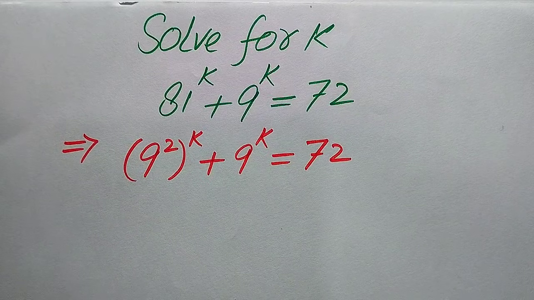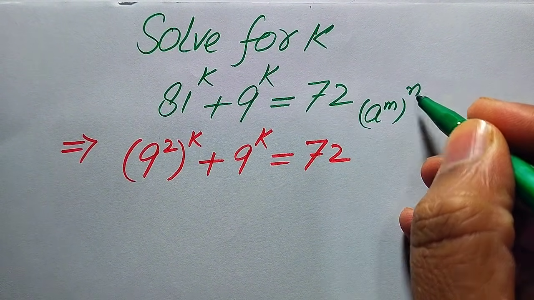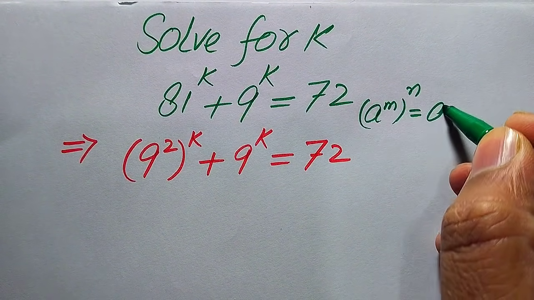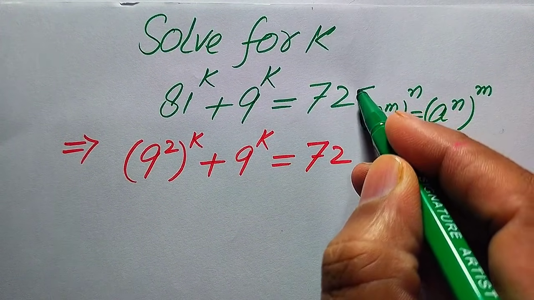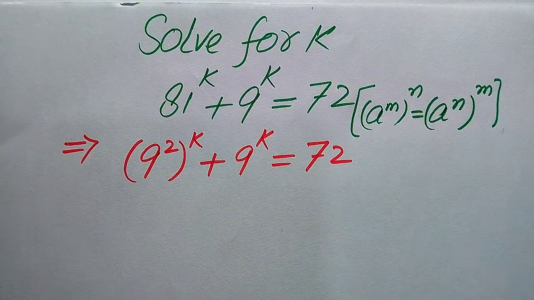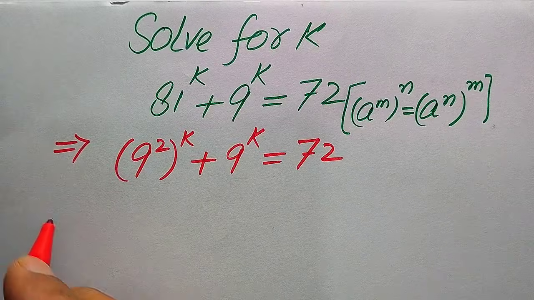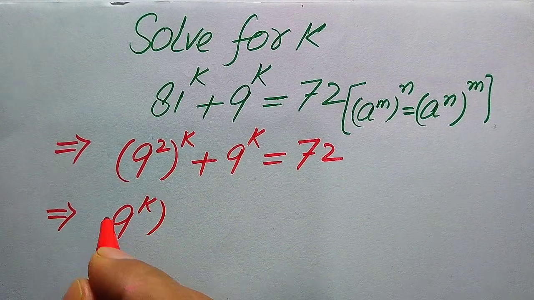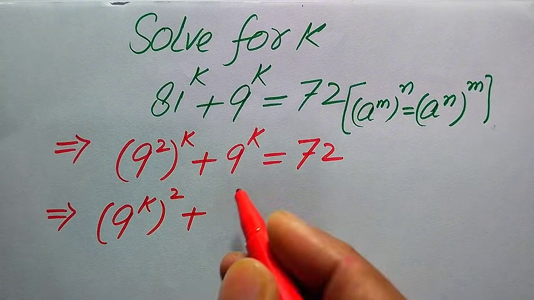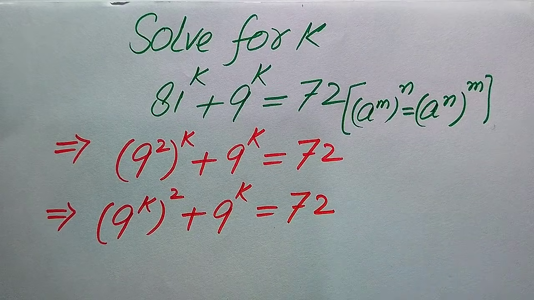And now in the next step we need to use the nice exponential rule. You know that if we have a to the power of m to the power of n, we interchange both of these two exponents and it will be written as a to the power of n to the power of m. So according to this rule of exponents, after interchanging these exponents it will be written as 9 to the power of k and its whole square, plus again 9 to the power of k is equal to 72.